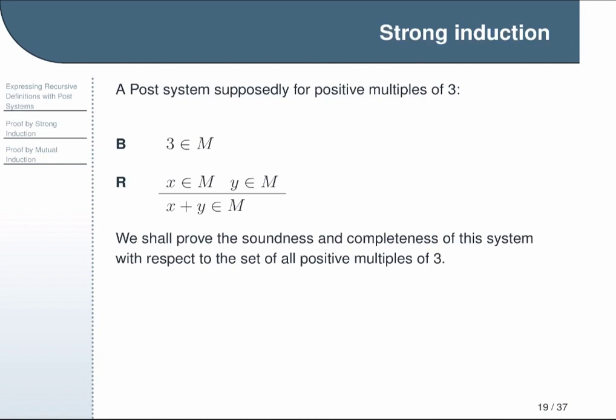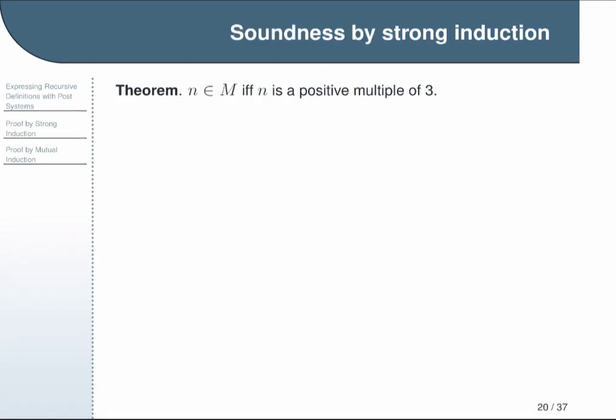So we want to prove both of those things, soundness and completeness. We'll begin with soundness by strong induction. Remember, what soundness means here is that there's nothing in our set that isn't supposed to be there. It doesn't mean that we have all the things that are supposed to be there, just that nothing incorrect has gotten into the set.